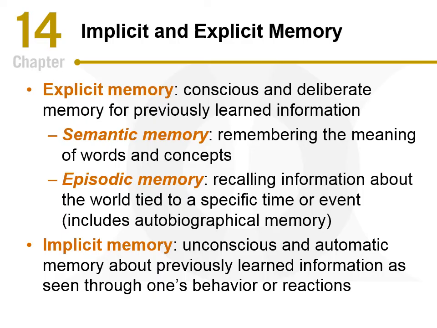Explicit memories, the first one, is deliberate. So these are ones like you do for the test, when you read something and you try to remember what it is that the question is asking. Now, there's generally two types that they're going to be asking you for. One is semantic, so you're trying to remember the meaning of the word. You read the question and you say, what does that word mean? And then there's episodic, which is recalling the information.